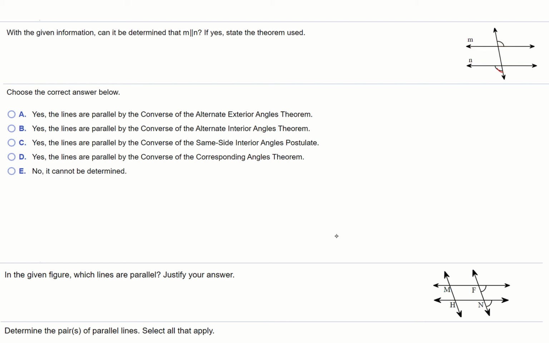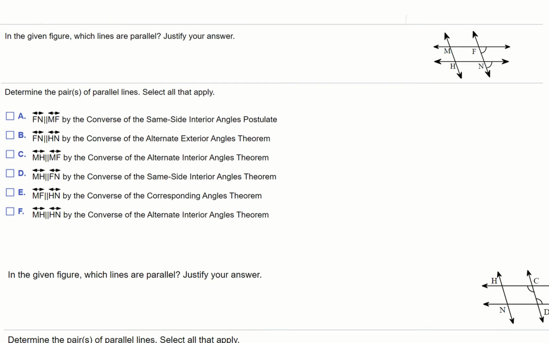So they're on the outside and they switch sides from left to right and from above to below. And so they're alternate exterior angles. By the converse of the alternate exterior angles theorem, that means that M has to be parallel to N. So yes, they are parallel by the converse of the alternate exterior angles theorem. And that's a 2.2 question.